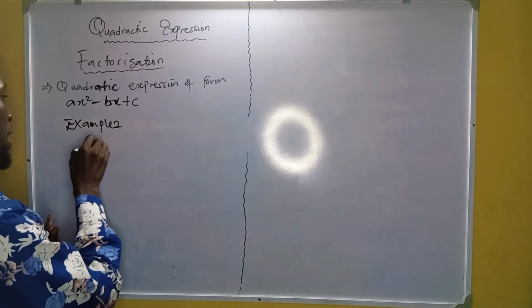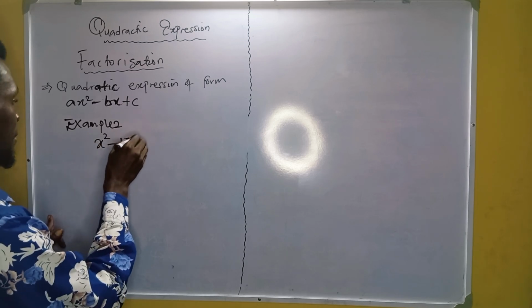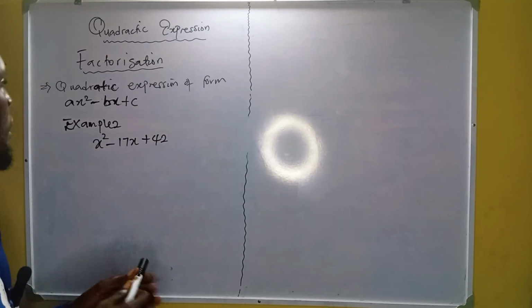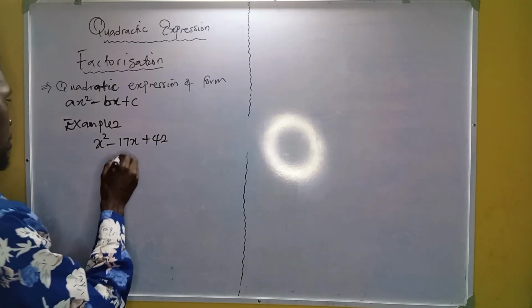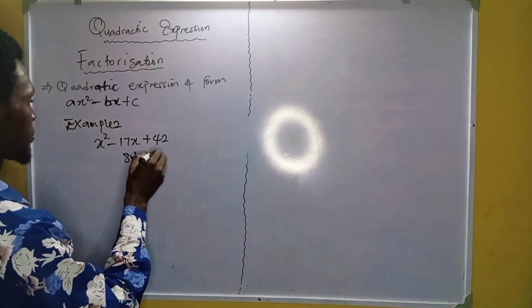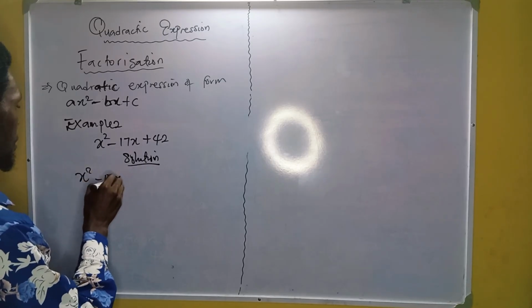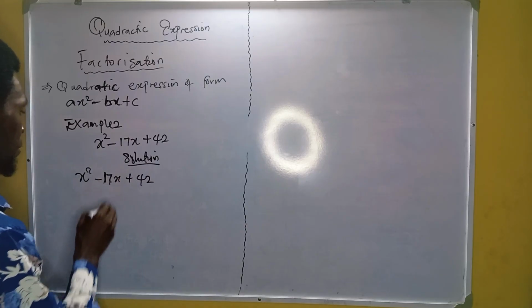You are asked to factorize x squared minus 17x plus 42. All right, this will be very simple. You still follow the steps. So, solution. What you have to do first is what we have stated before.